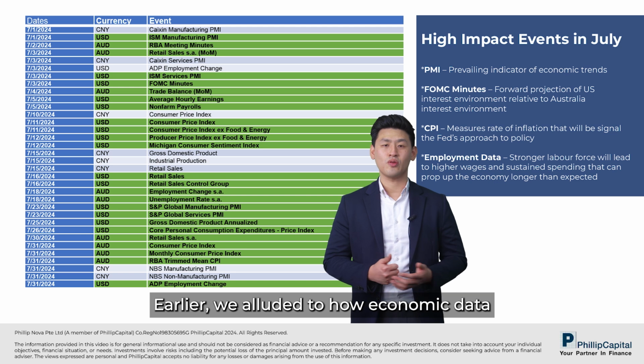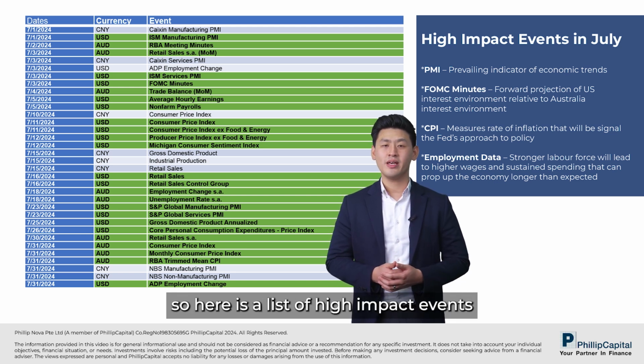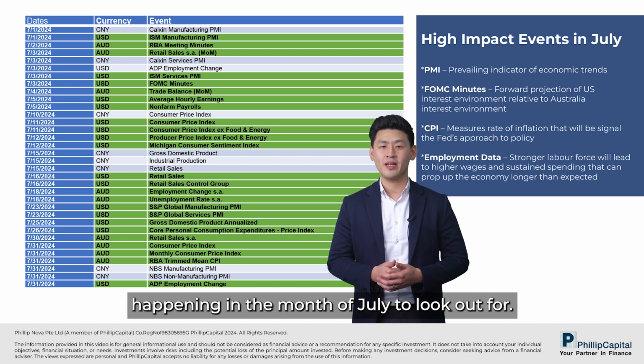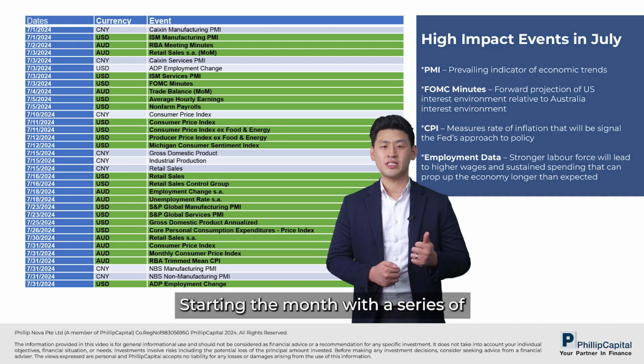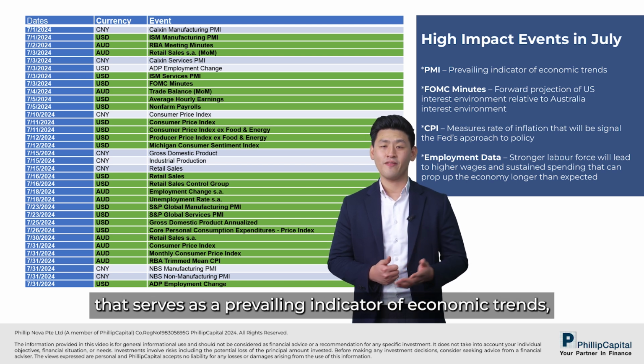Earlier, we alluded to how economic data is one of the key drivers of price, so here's a list of high-impact events happening in the month of July to look out for. Starting the month with a series of Purchasing Managers Index, or PMIs for short, from China and the US that serves as a prevailing indicator of economic trends.